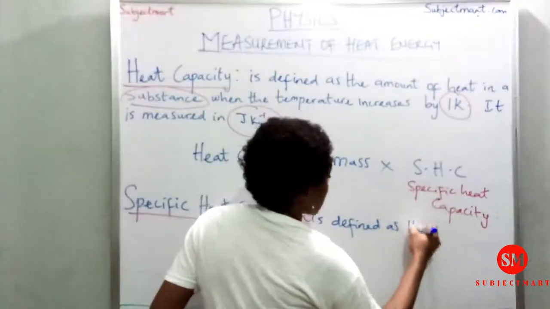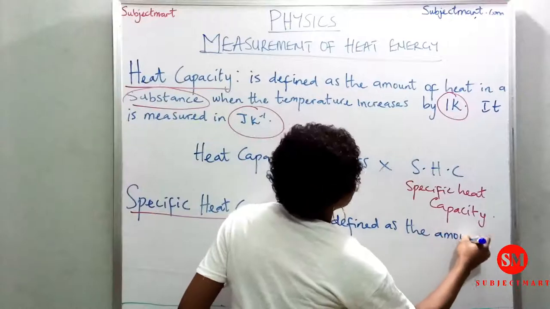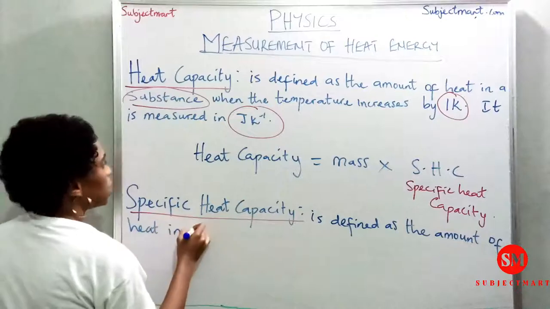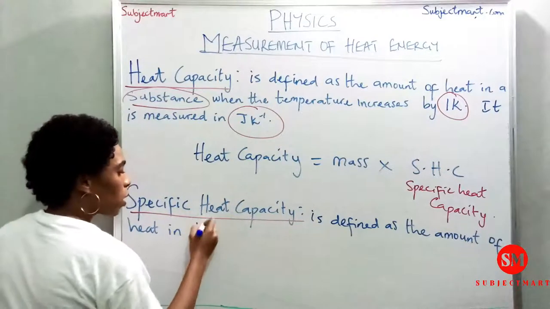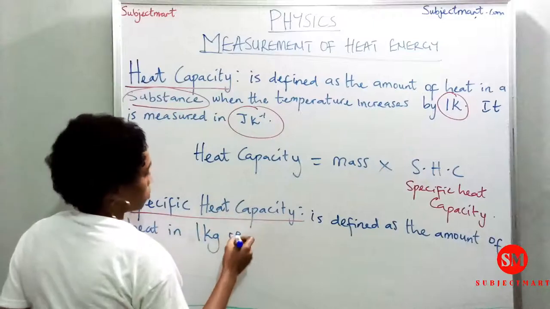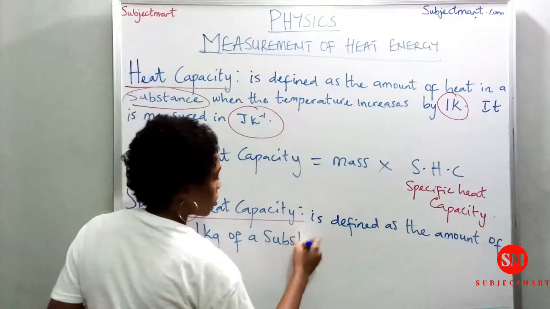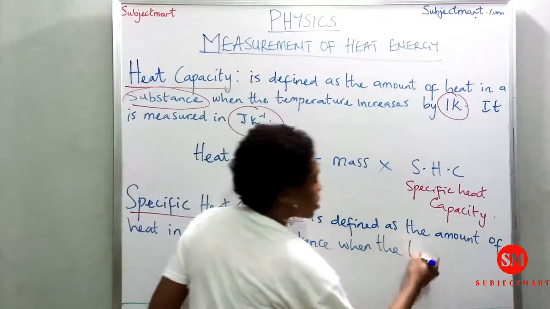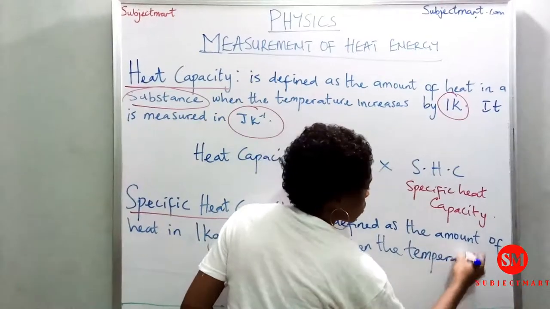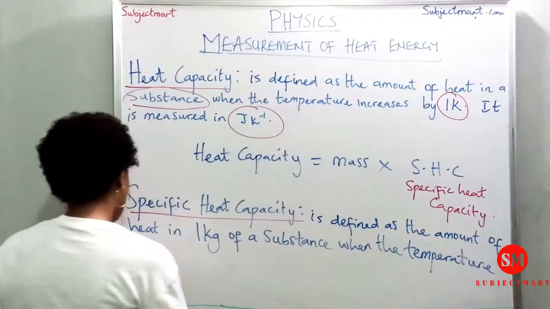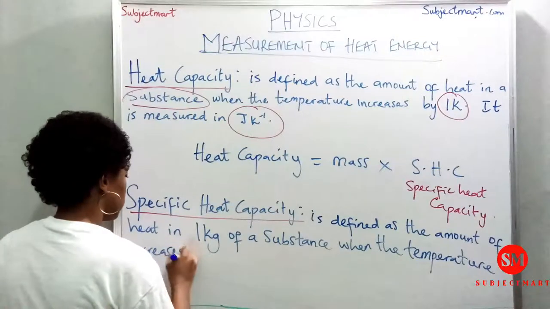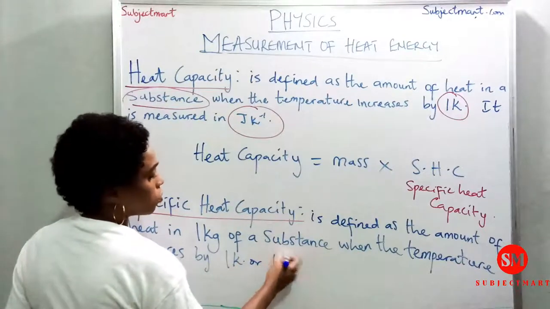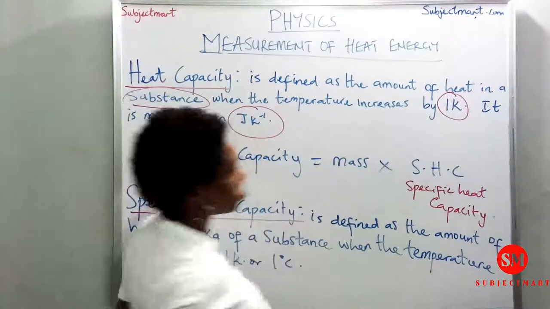is defined as the amount of heat in 1 kilogram of a substance where the temperature increases by 1 Kelvin, by 1 Kelvin or 1 degree C. This also could be 1 degree C.